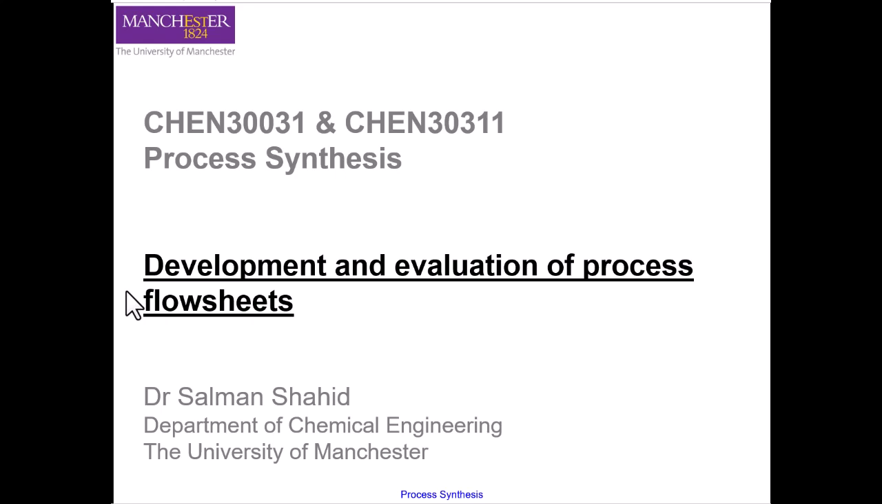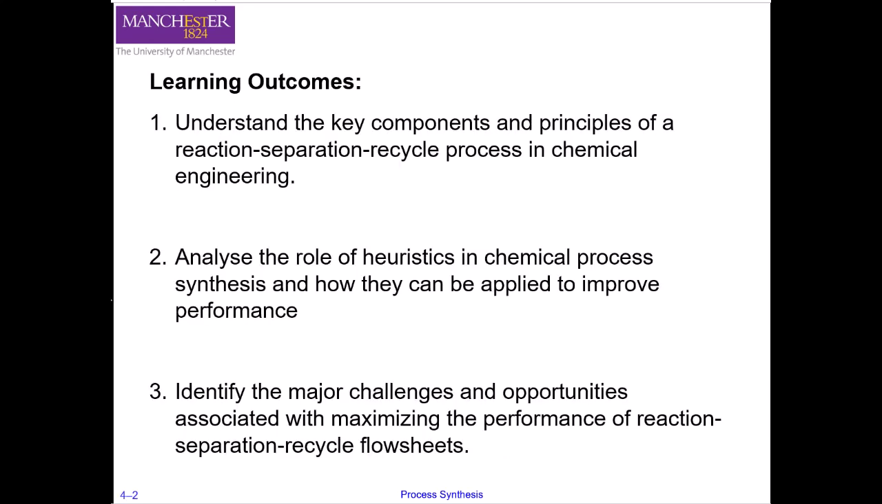Welcome to this lecture. In this lecture, we will talk about chapter 5, that is the development and evaluation of process flowsheet. Chapter 5 brings things together to look at the reaction, separation, and recycle elements of the flowsheet. And this chapter will look at the synthesis of these flowsheets. So here are the learning outcomes for this chapter. We will look at considerations, issues, heuristics, and performance, and how to maximize the performance of a particular process.